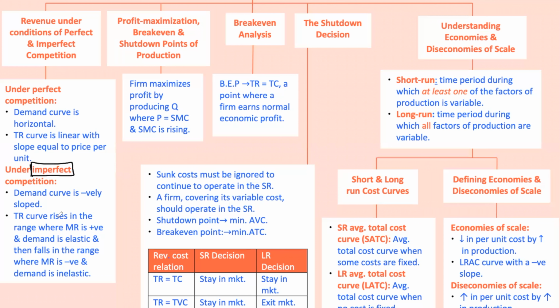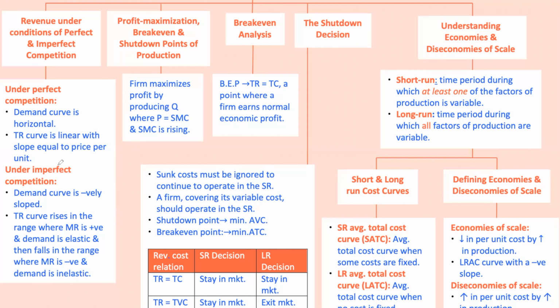In imperfect competition, like monopoly, price is a function of quantity. Initially, lowering the price can increase total revenue, but beyond a point, further price reductions lower revenue. In a monopoly, the firm faces a downward sloping demand curve, meaning it must lower the price to sell more units, which affects total revenue.